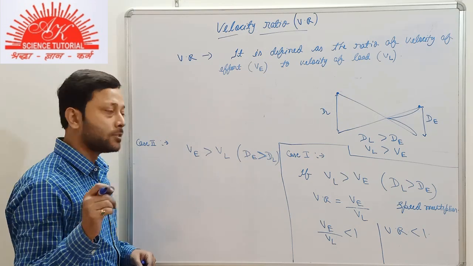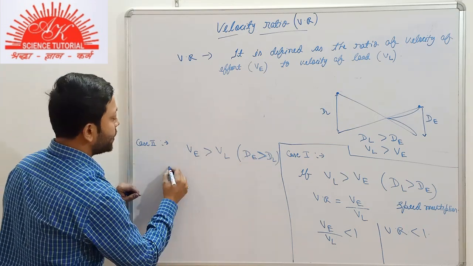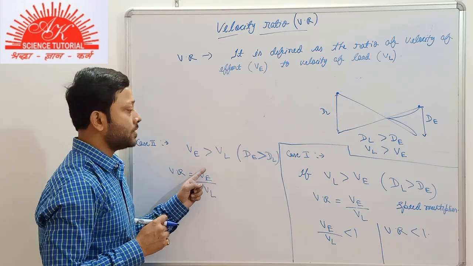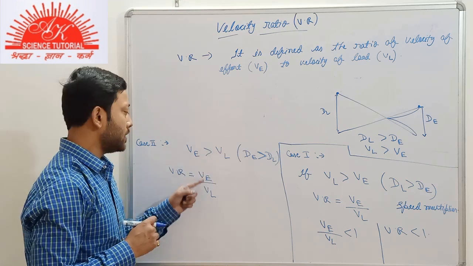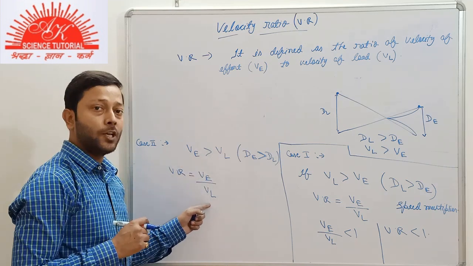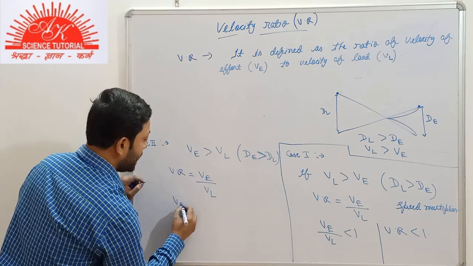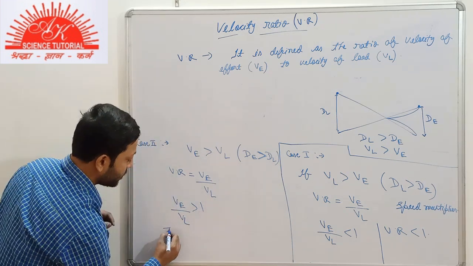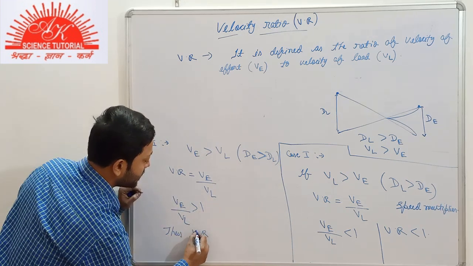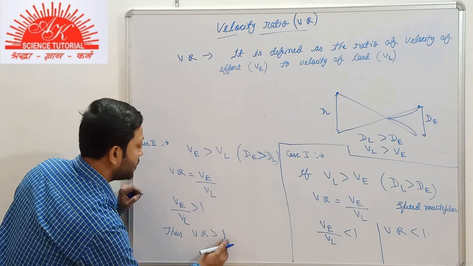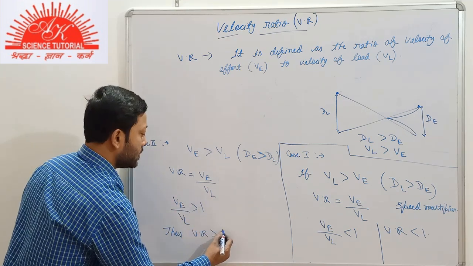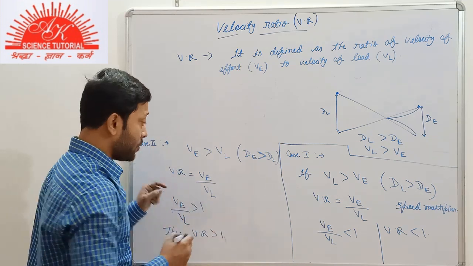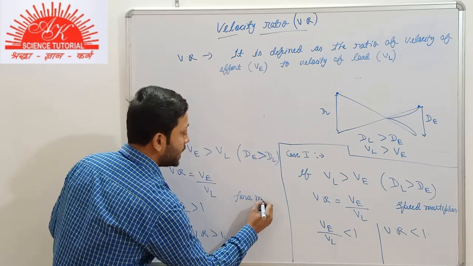Such a machine will be known as a force multiplier. We will find the velocity ratio for it also. It is equal to VE by VL. As you can see here, VE is greater than VL. What do we conclude? The numerator is greater than the denominator. So VE by VL is greater than 1, and so VR, that is the velocity ratio, is greater than 1. The velocity ratio will be greater than 1, and this type of machine will be known as a force multiplier.